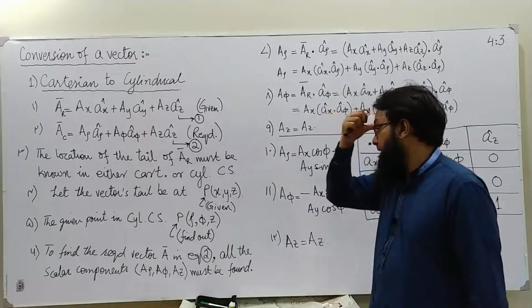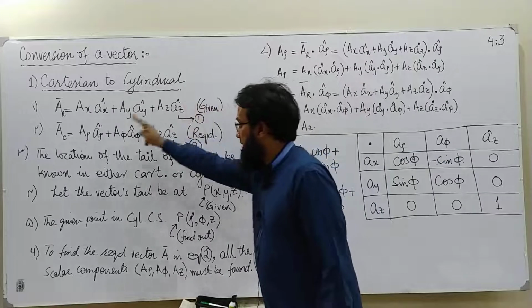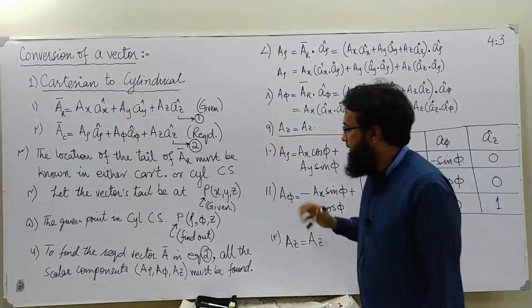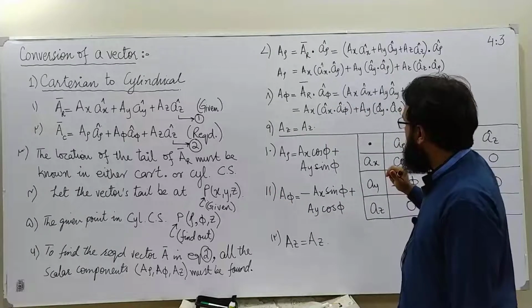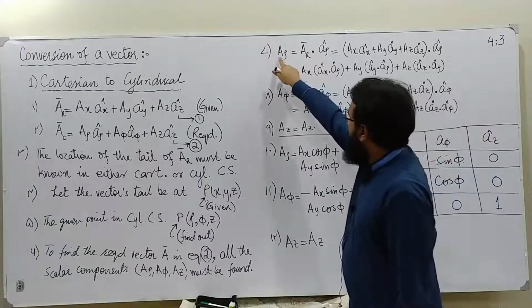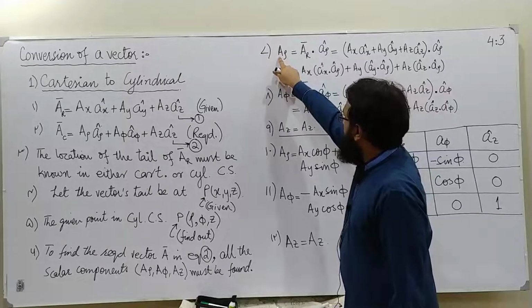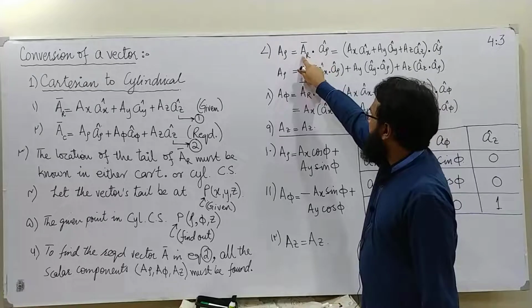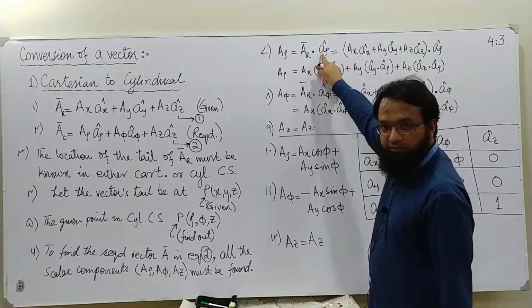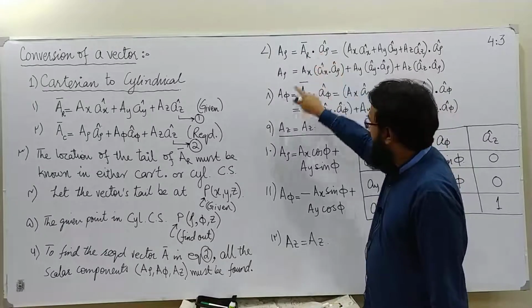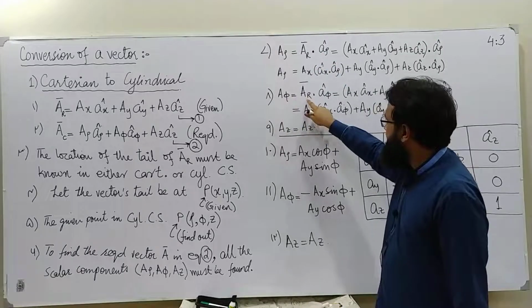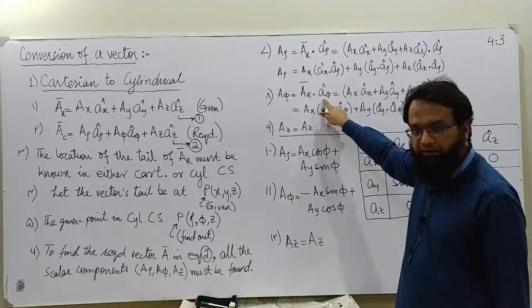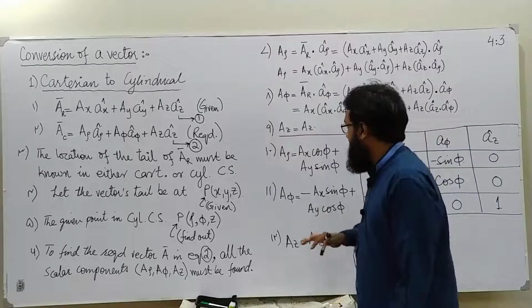Once we know these values, we can replace those values in equation number 2, and we'll get our final answer. The scalar component a rho is nothing but the scalar projection of the given vector Ar in the direction of unit vector a rho, and a phi is the scalar projection of the given vector Ar in the direction of unit vector a phi, and az is nothing but az.